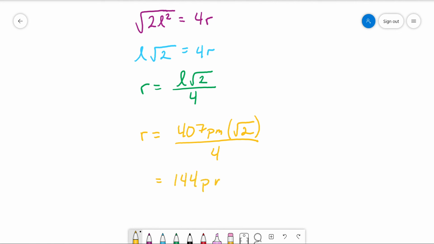And that gives us 144 picometers. All right. In the next video, we are going to talk about the density of silver. Basically the same idea, but we're going to do density.